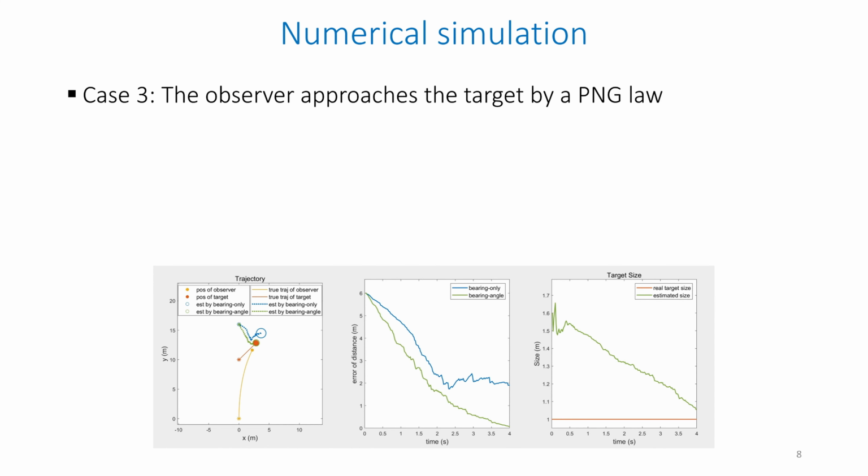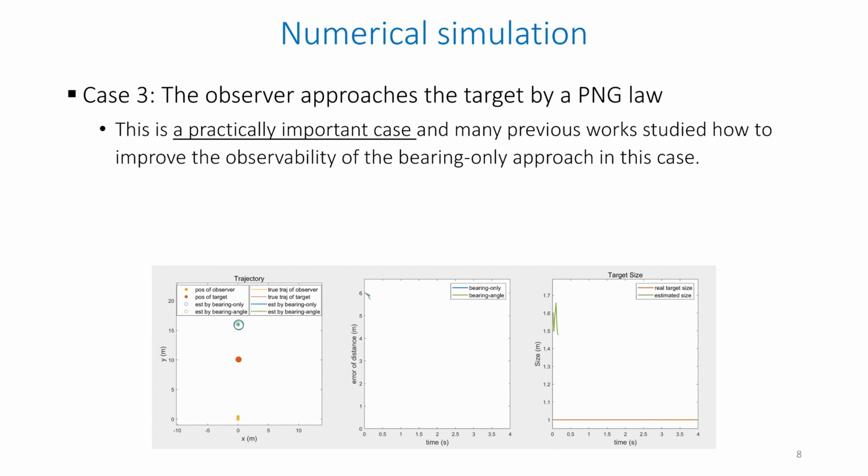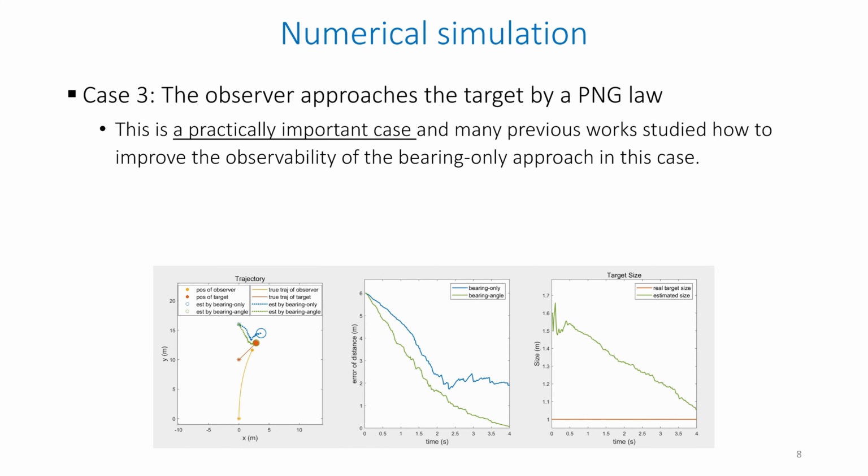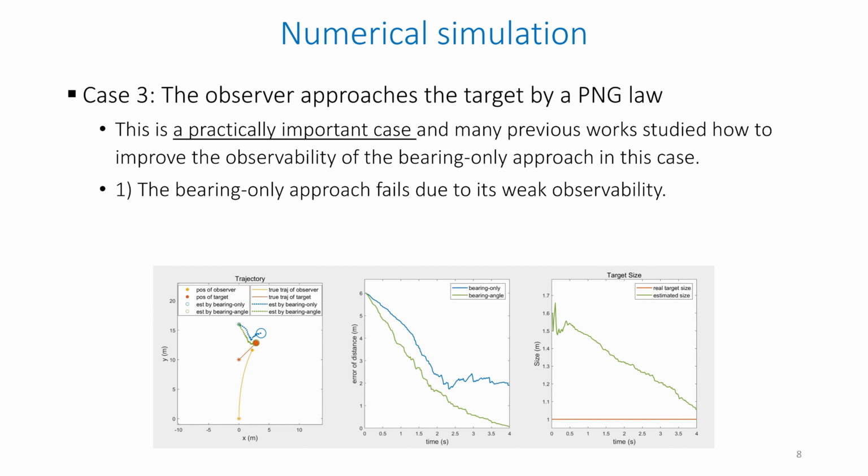In case 3, the observer approaches the target by the APNG law. This is a practically important case and many previous works studied how to improve the observability of the bearing-only approach in this case. The bearing-only approach fails due to its weak observability. The bearing angle approach still works effectively.